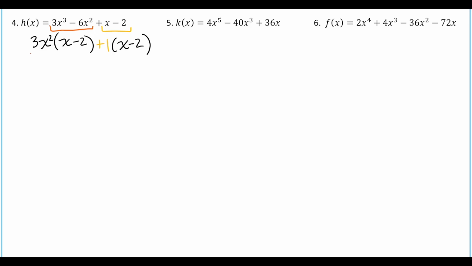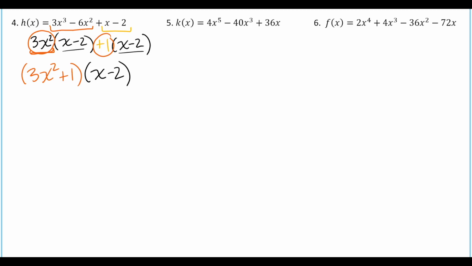So once again, I'm going to take my outside terms and put them into their own factor, 3x squared plus 1. My inside terms match, so I can represent them the one time with x minus 2. Now, 3x squared plus 1 does not look factorable, but it is. You can separate this. It's like the sum of squares.